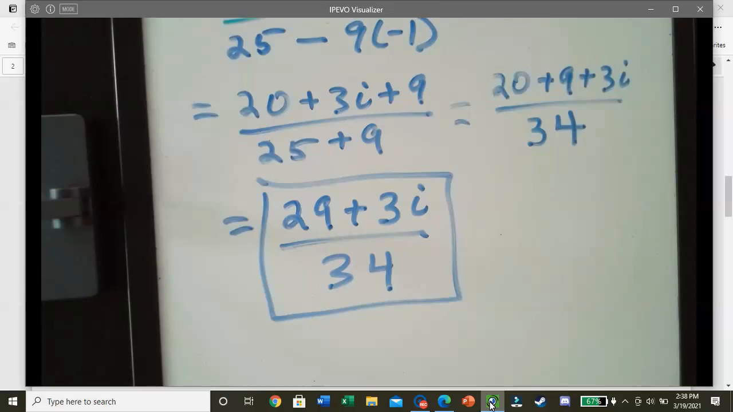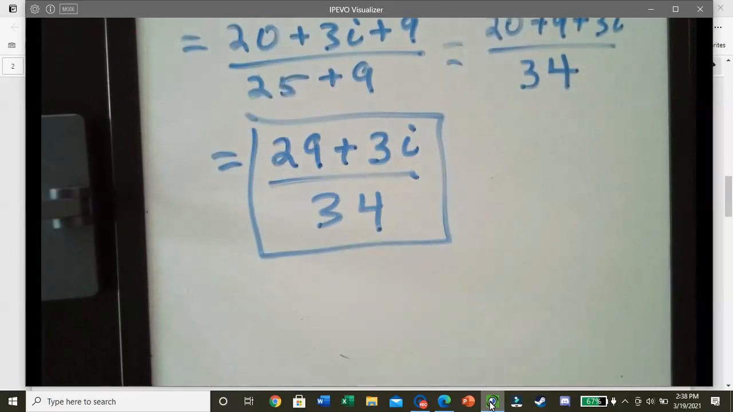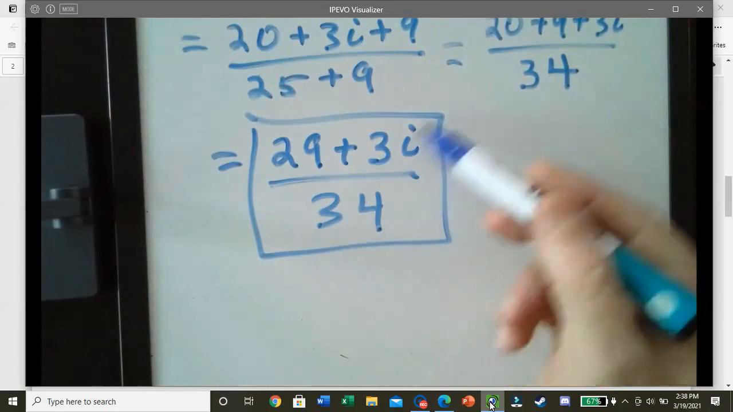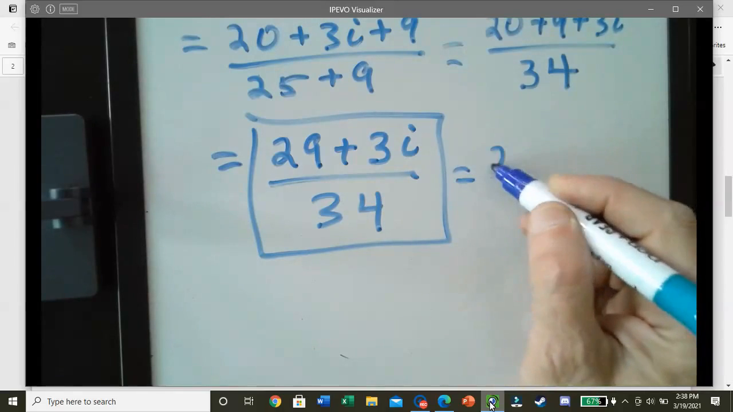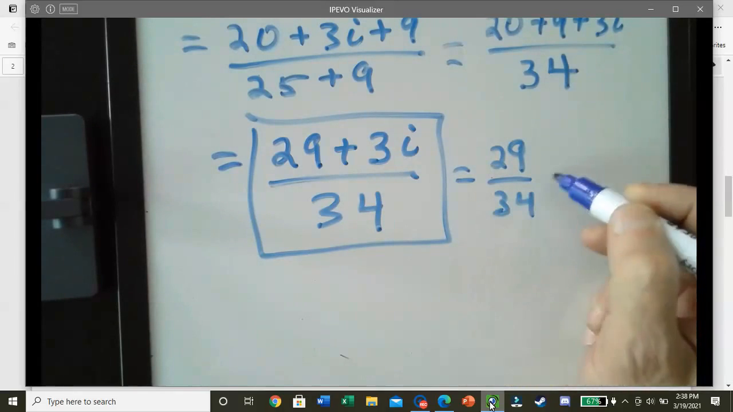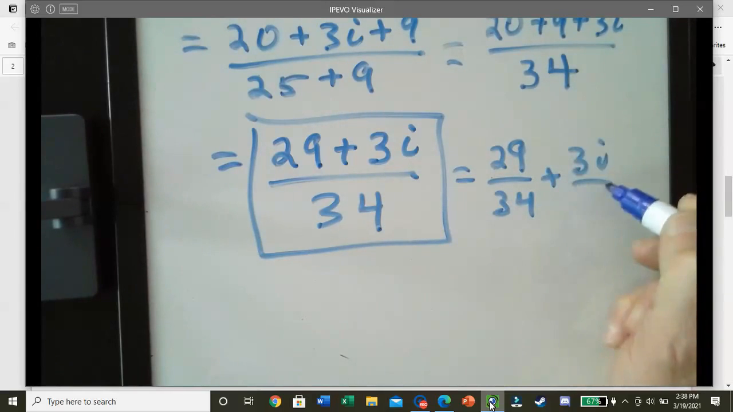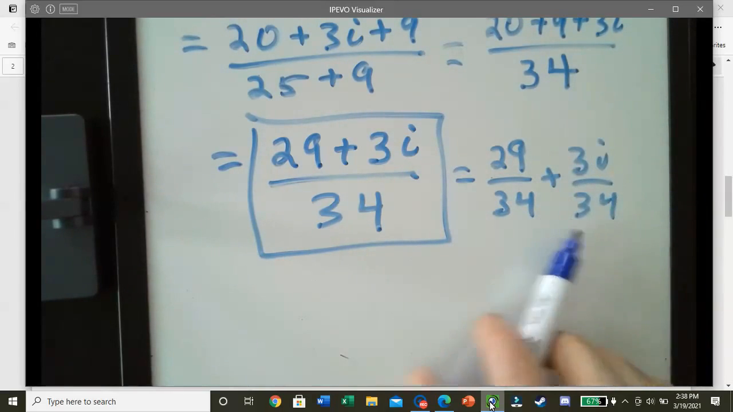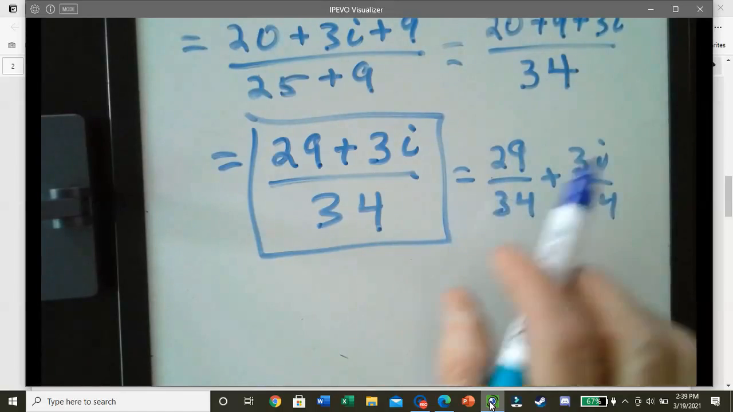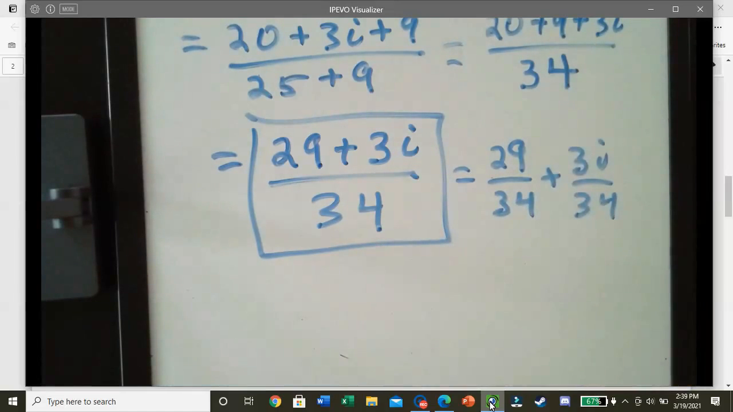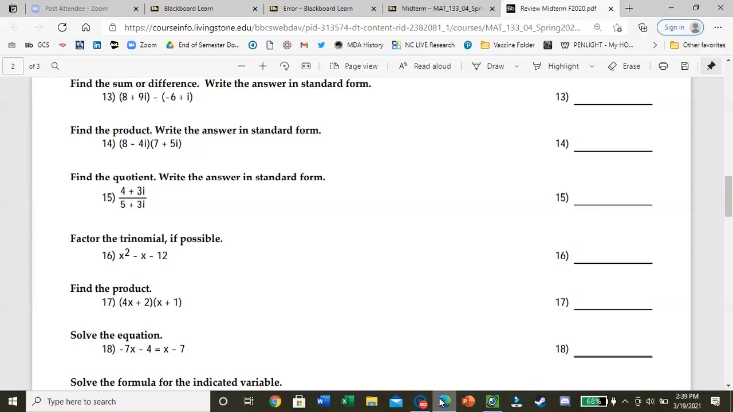Okay. Now, if you had to cancel, you would have to split it, then cancel. You can't cancel like here or here because of the plus. So you can also write this as 29 over 34 plus 3i over 34. You can split it and write it like that. That's another way to write this. And it's only this way that you can cancel. Well, there's nothing to cancel, so it doesn't matter anyways. But this is the only way that you can cancel it, by splitting it. Okay? Any questions there? All right.